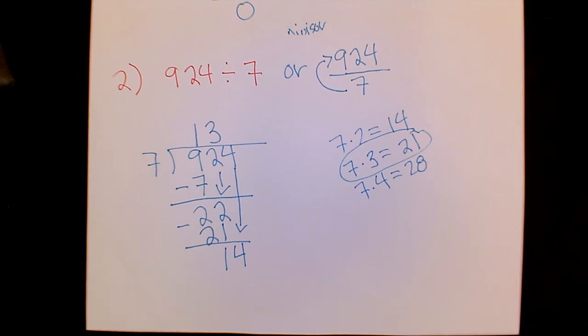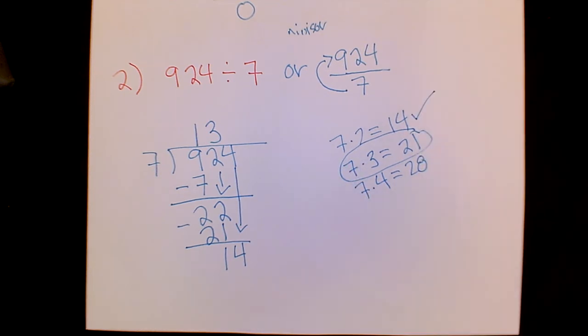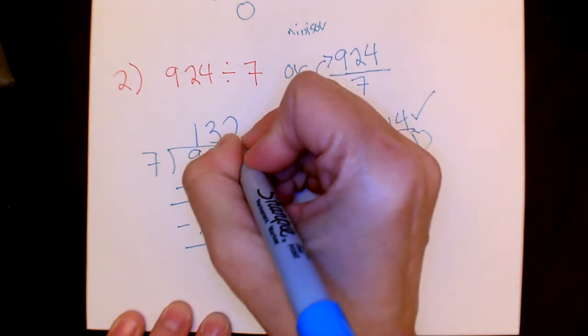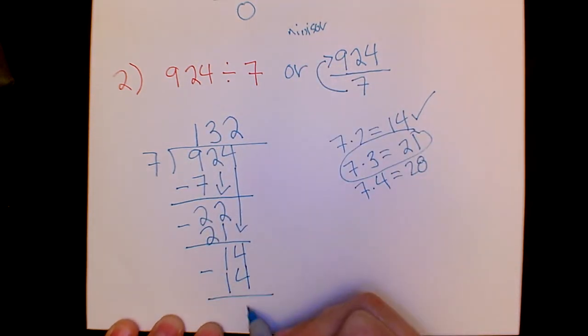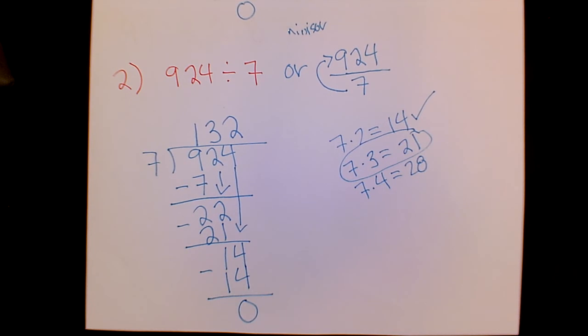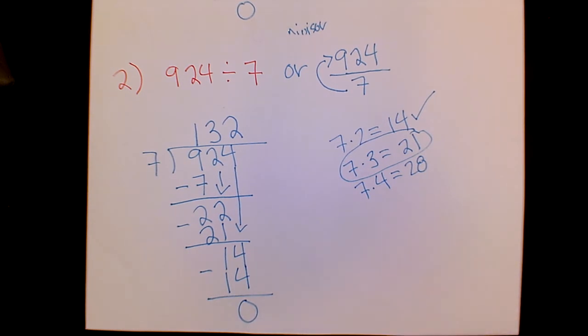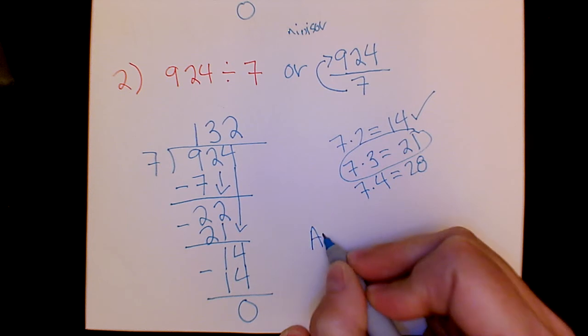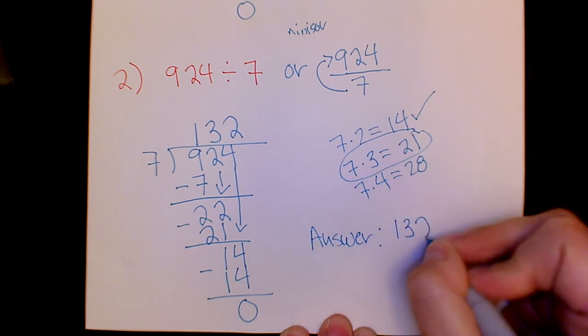So we have 14. How many 7s are there in 14? Well, I know right here, 7 times 2 is 14. So 7 goes into 14 twice. 7 times 2 is 14. I have nothing left over. So I'm done. So my answer is 132.